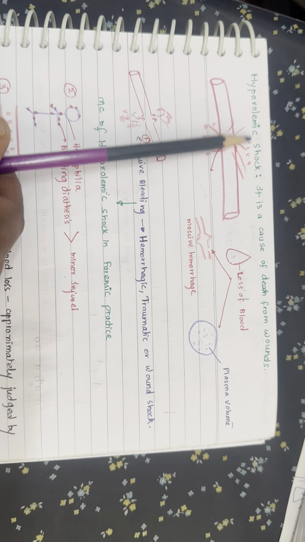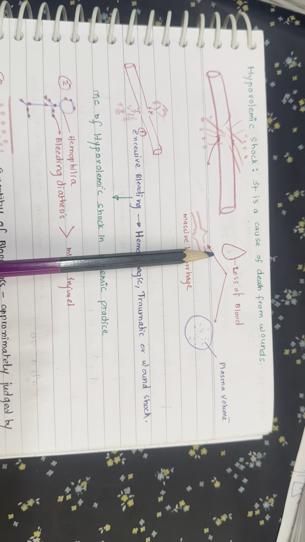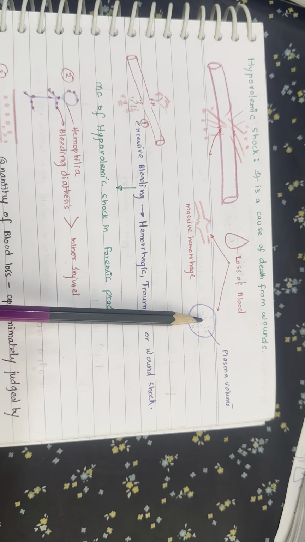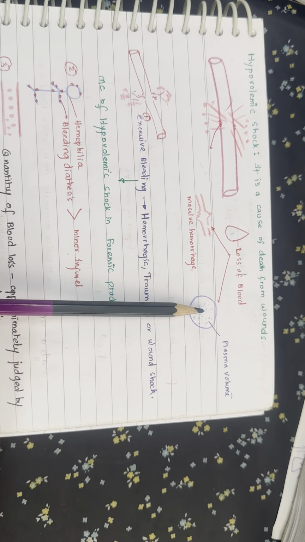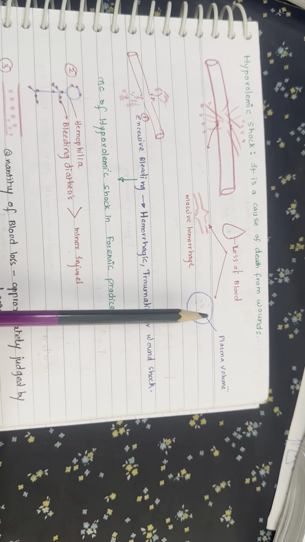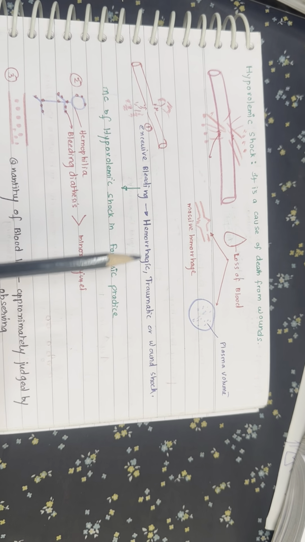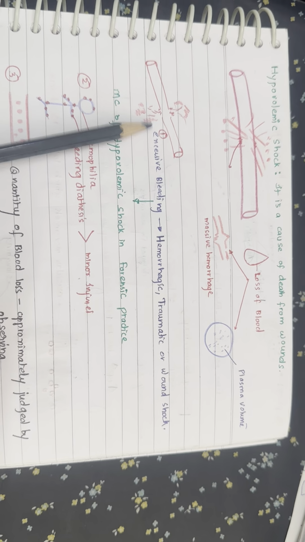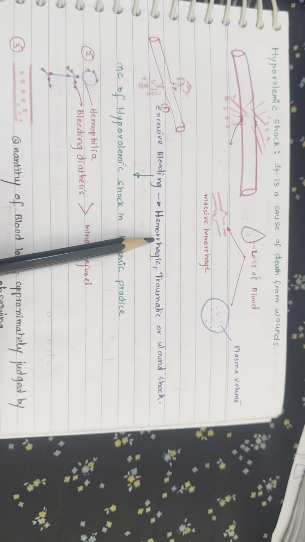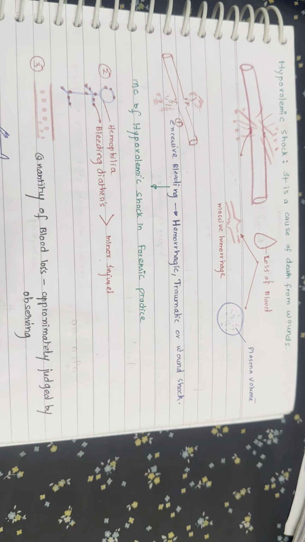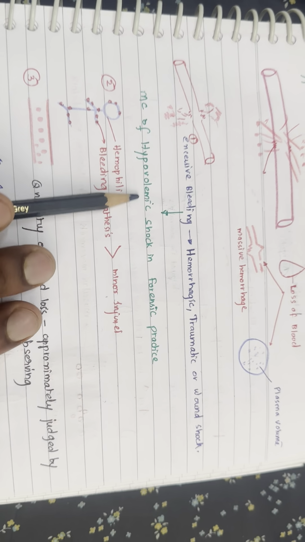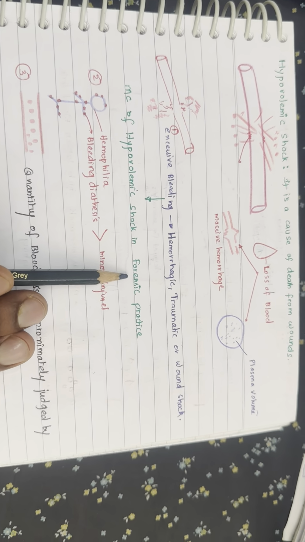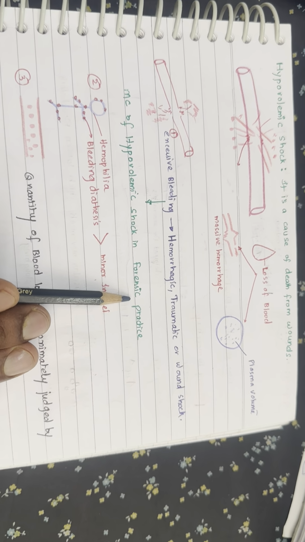Hypovolemic shock is due to loss of blood, for example, massive hemorrhage, or loss of plasma volume, for example, vomiting, diarrhea, severe burns (burn shock). The salient features: when it is due to excessive bleeding, it is known as hemorrhagic, traumatic or wound shock. It is the most common cause of hypovolemic shock in forensic practice.